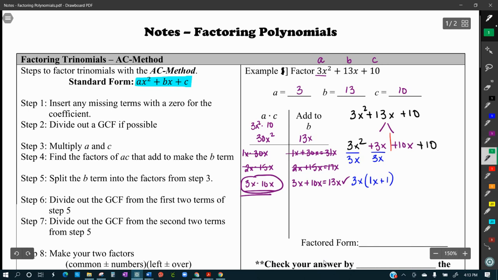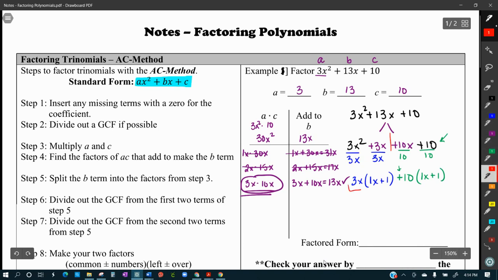So 10x and 10, what can you divide from both of those? Well, I can divide out a 10. I cannot divide out an x because this 10 does not have an x on it. So my GCF is a positive 10. Make sure you put that plus there. Times, well, if I do 10x divide out a 10, we get 1x. And 10 divided by 10 is a 1. Now, hopefully this part should look a little bit familiar to you.